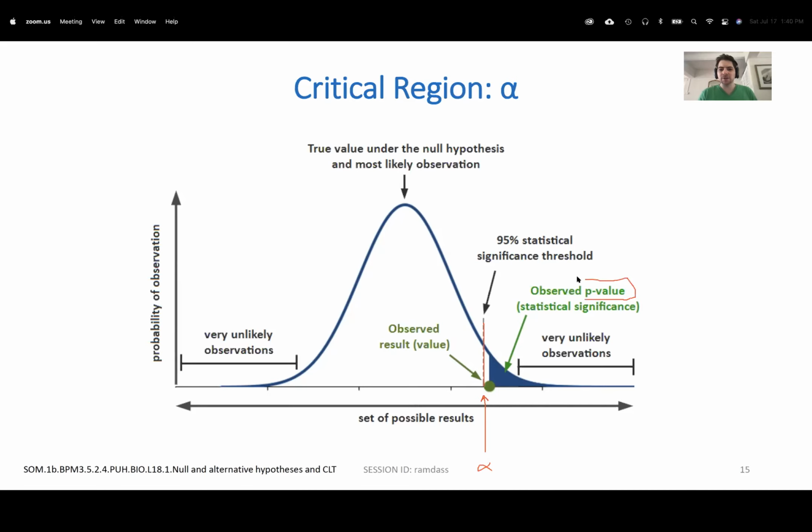We need p to be less than 0.05. And if p is this blue shaded region, you can see it falls below this line, so maybe like 0.04 or whatnot. So we can say that this is statistically significant. We accept the alternative hypothesis, the hypothesis we're talking about, and we can also reject the null hypothesis.